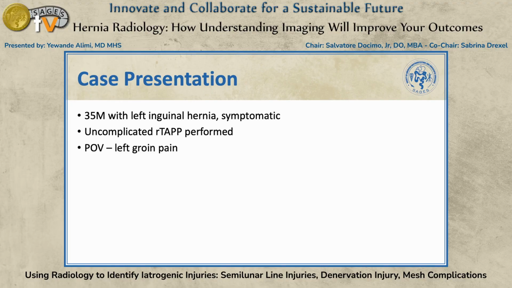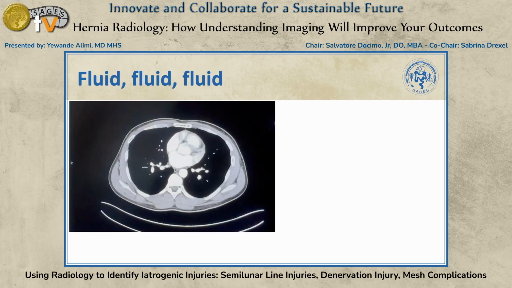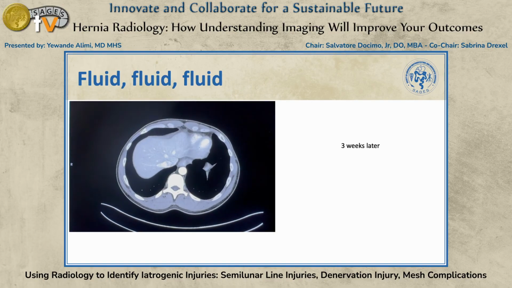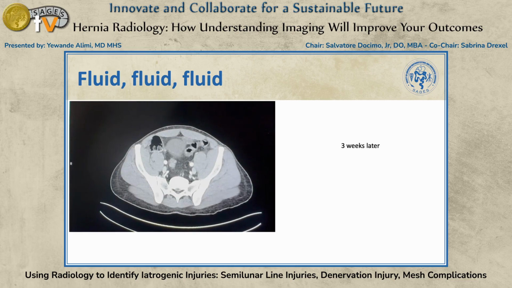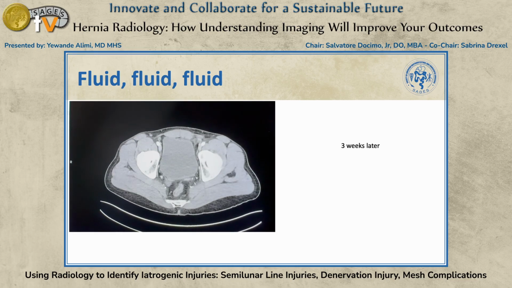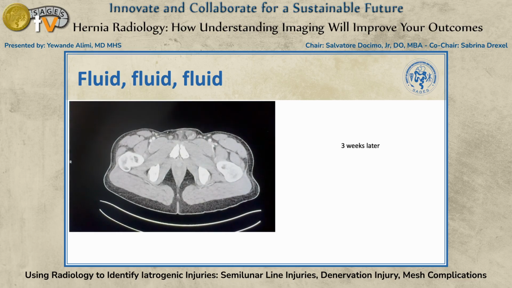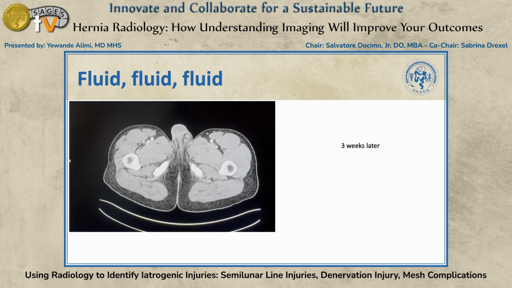This is a 35-year-old male who had a left inguinal hernia that was symptomatic at the time. He had an uncomplicated RTAP performed, a robotic transabdominal preperitoneal repair, and represented at his postoperative visit with left groin pain. He similarly had a CT scan to evaluate after he kept having persistent pain and came to the ER following a postoperative visit.